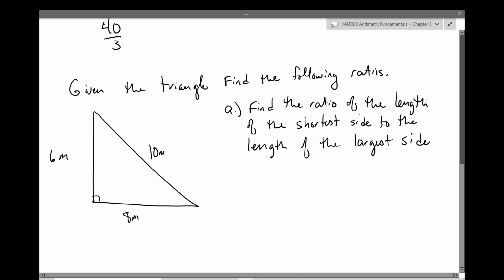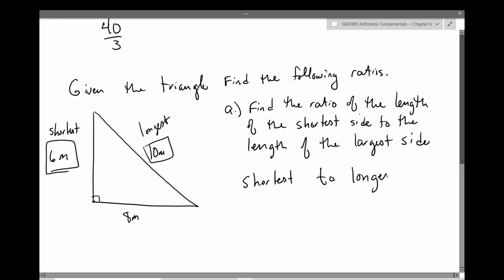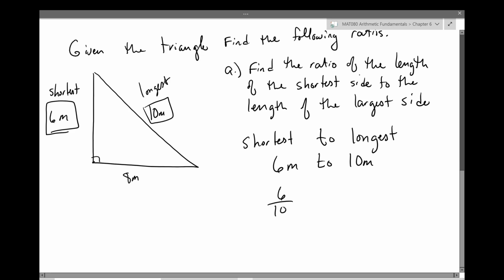Okay? So if I look at the triangle, the shortest side is going to be right here. It's going to be the 6 meters. So that's the shortest. And the longest will be the hypotenuse, which is 10. So it's going to be shortest to longest, which underneath would be 6 meters to 10 meters, or 6 over 10 meters, all right? And that's going to reduce down. Well, they're both even, right? So we could take a 2 out of each. So it's going to be 3 over 5, okay? There you go.